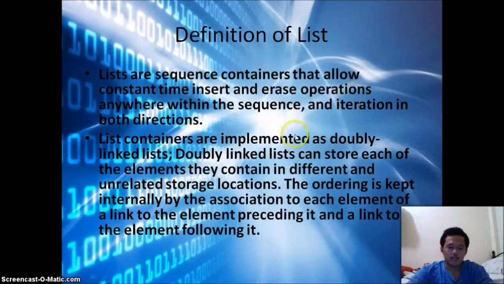Next, list containers are implemented as doubly linked lists. A doubly linked list is a link that connects all the elements within the list, either preceding or following it. So let's go to our syntax, declaration and library use.